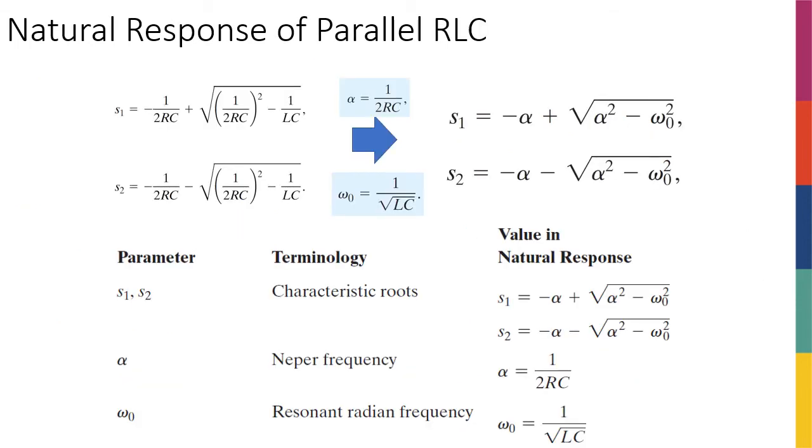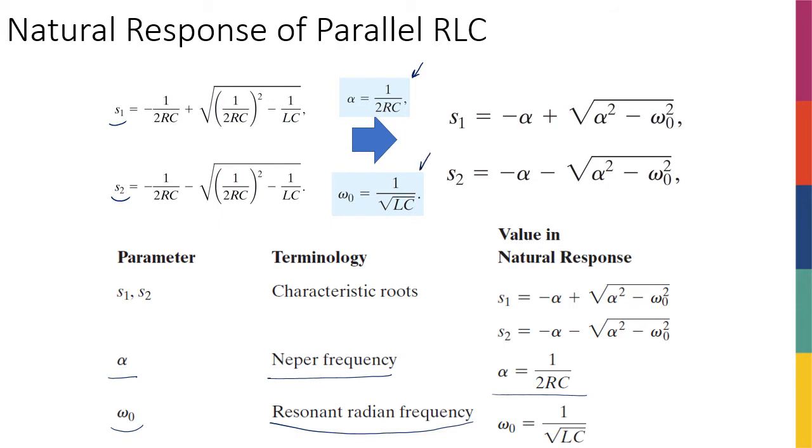So for the sake of cleanness, and since we're going to use this S1 and S2 a lot in our analysis, we're going to define some new parameters just to keep things a little simpler in writing, just because we're lazy and we want to write less, right? Think about it that way. So I'm going to define an alpha, which I'm going to call the Neper frequency. I'm going to define alpha as 1 over 2RC, as mentioned here. And I'm going to define an omega naught, which is basically the resonant radian frequency, as 1 over the square root of LC.